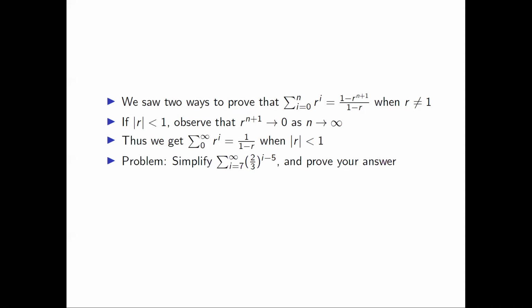Here's a problem for you to think about. Simplify the sum from i equals 7 to infinity of (2/3) to the i minus 5, and prove that your answer is correct.